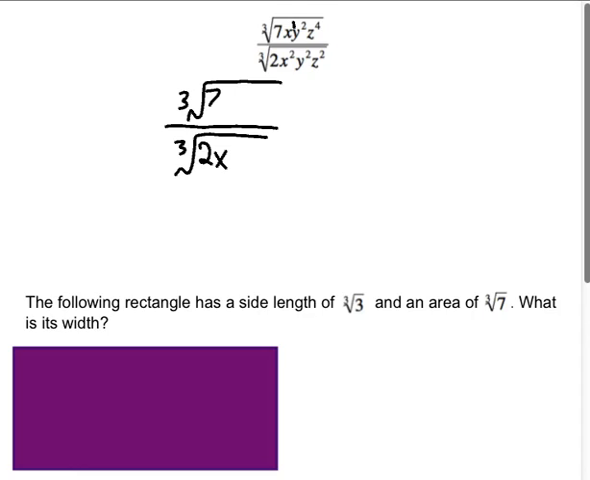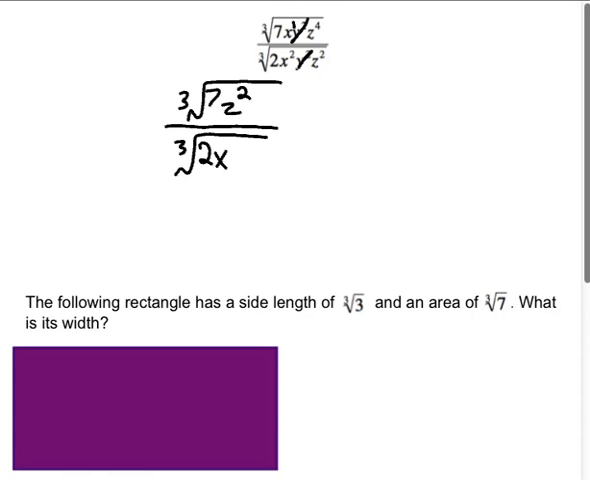Y squared divided by y squared, that actually just cancels off completely. Anything divided by itself just becomes 1. Z to the 4 divided by z squared, 4 minus 2 leaves me with 2 of them up here. All right, so that piece right there was, again, me just reducing my fraction, okay? It was me not wanting to have to deal with extra variables, extra numbers.